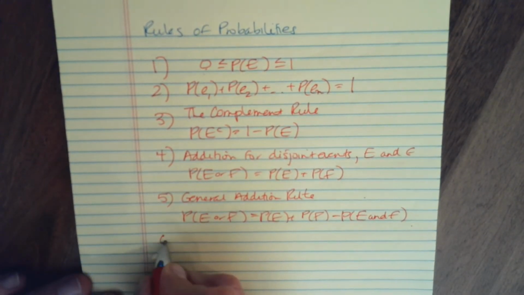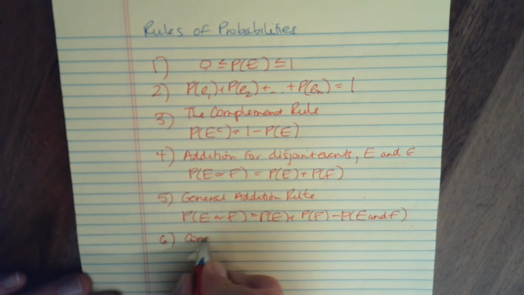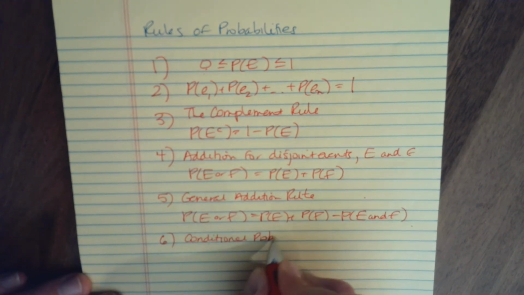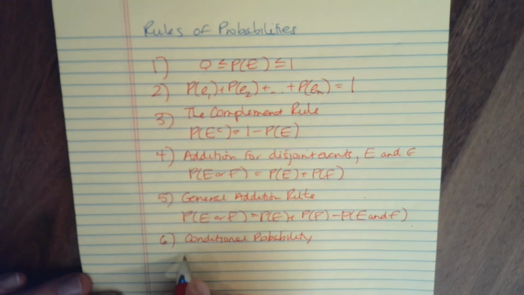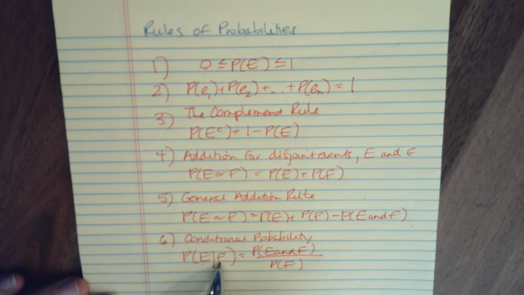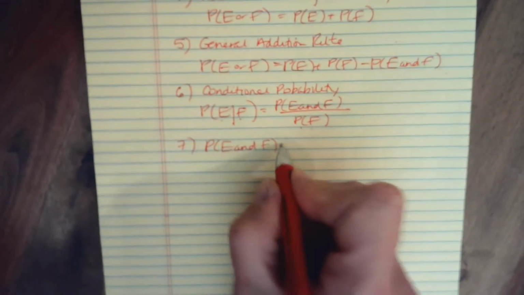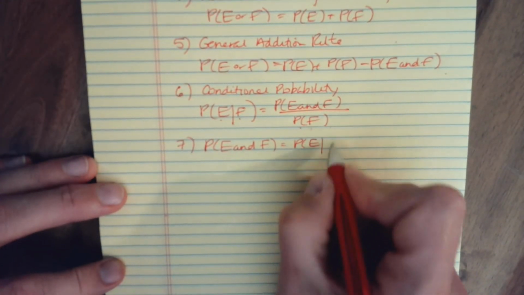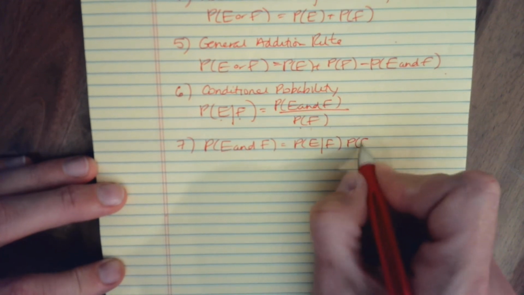Let's see, we also have a way of calculating conditional probability. That's the probability of E given F, and this is the probability of E and F over the probability of F. You could write this as F given E, and it would just change the denominator to the probability of E. And we can rearrange this to say the probability of E and F is the probability of E given F times the probability of F.